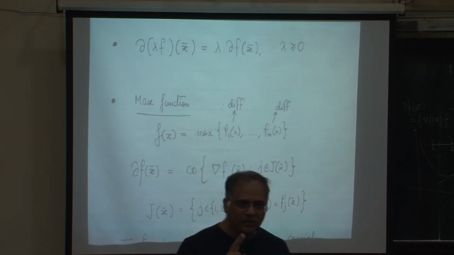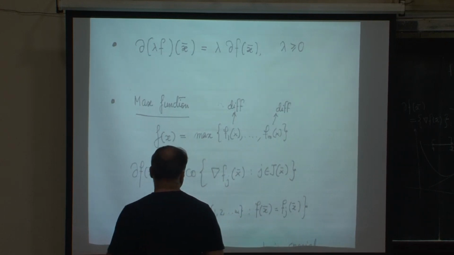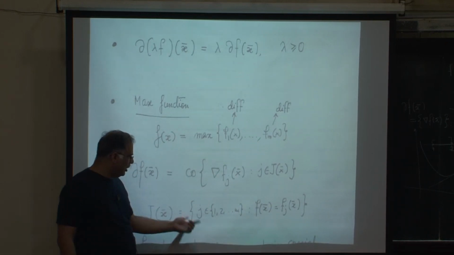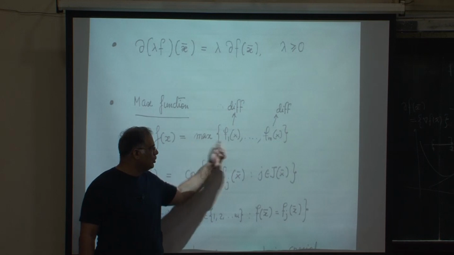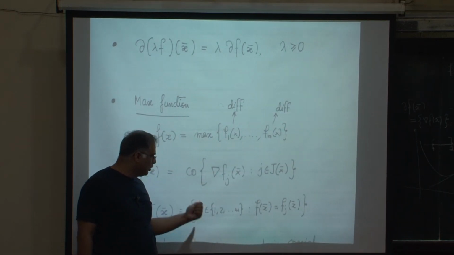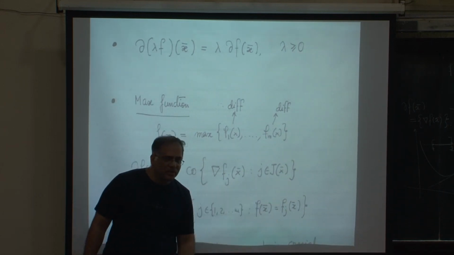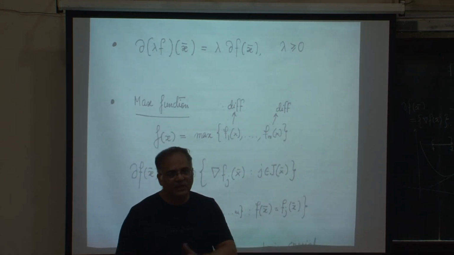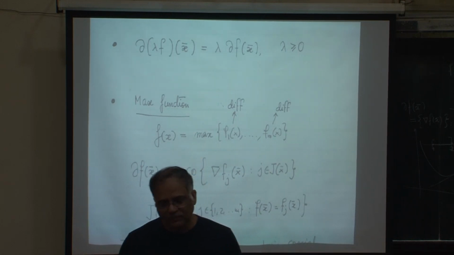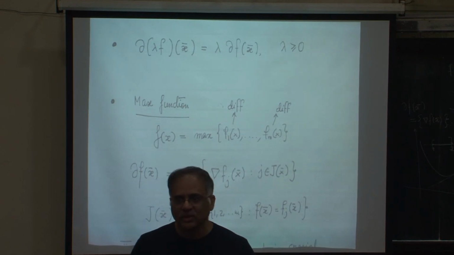So this is a very important thing to remember, that in this J_x̄, the active index set, here j is the index, i from 1 to m basically, such that this happens. So if there are more than one, suppose index 1 and index 3 are there such that this happens, so f(x̄) is f1, f(x̄) equals f2, equals f3, then at such a point the function is non-differentiable.